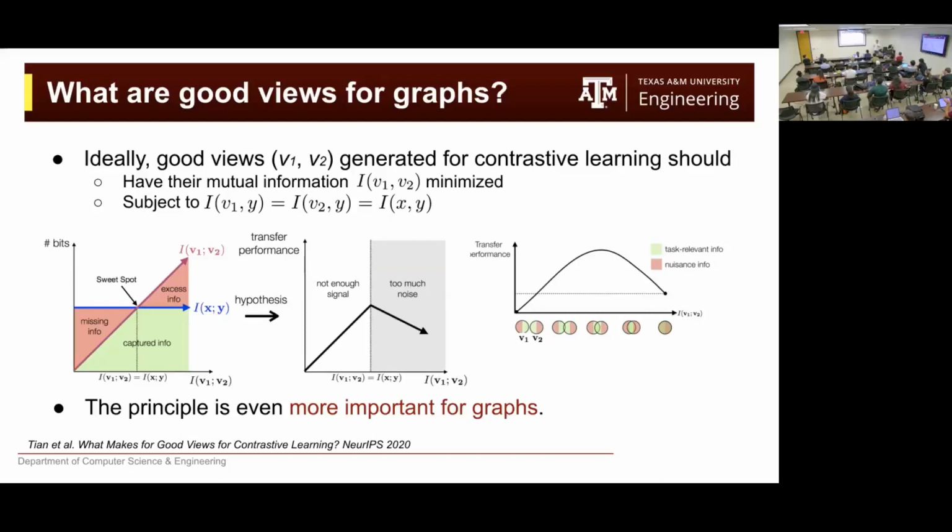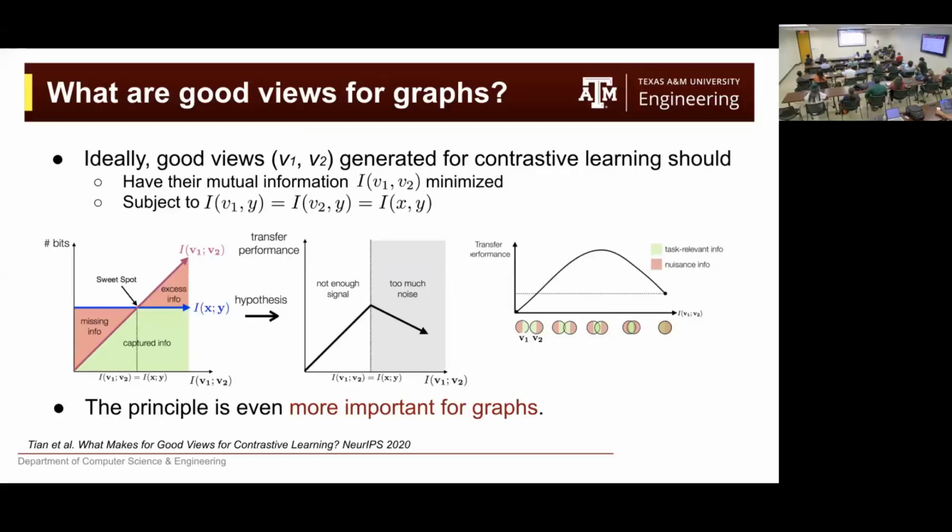So we want the views to be different from the original data, but it should not change any information related to the label. Right? Otherwise, it will add some unwanted noise to the data. So basically, it means that we want the mutual information between the augmented graph and the label to be the same as the mutual information between the original data and the label. So that's a very important theoretical guidance.